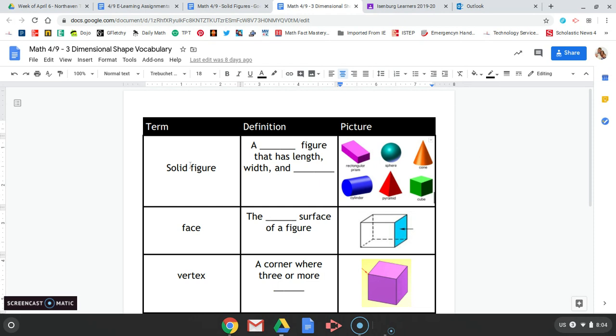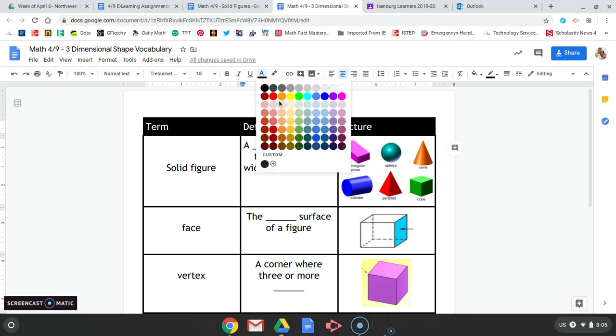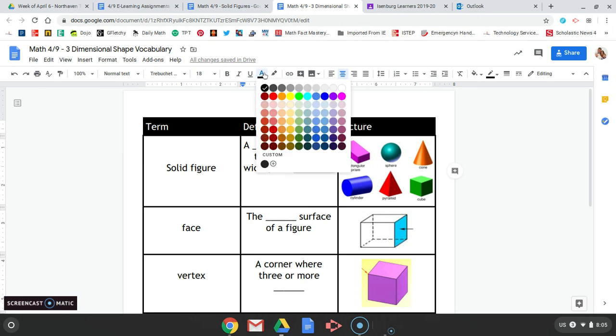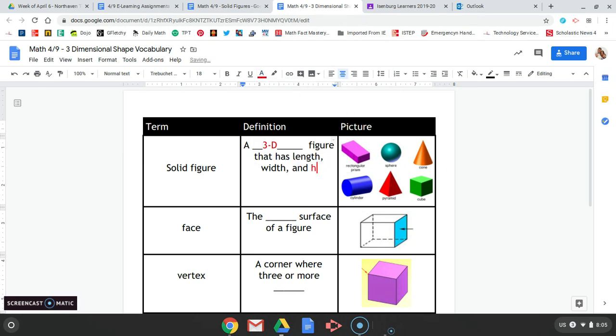So first, we have the word solid figure. A solid figure is just another name for a 3D figure. 3D stands for three-dimensional. So a solid figure is a three-dimensional figure. I'm going to make that a different color so it stands out for us a little bit. There we go. A 3D figure that has length, width, and, so the word that's missing here is the word, height.